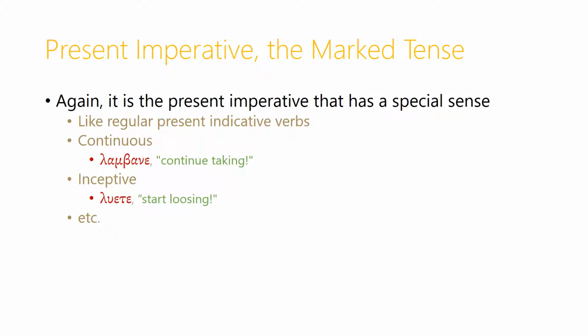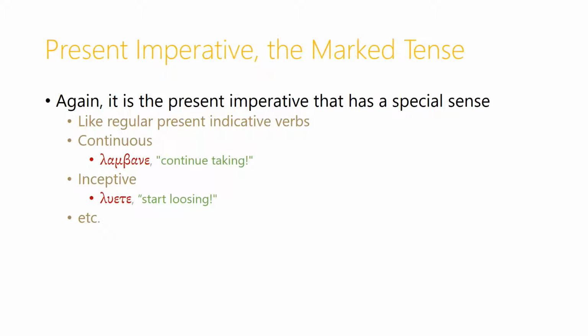So again, it's the present imperative that's actually the marked tense. What does that mean? It's the present imperative that brings with it a special sense over and above the basic imperative idea of commanding. So where labe, the aorist imperative, just meant take or receive, the present imperative lambana might carry a continuous idea. Continue taking, go on taking.